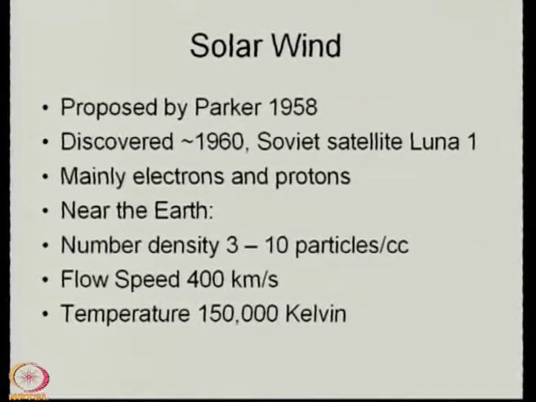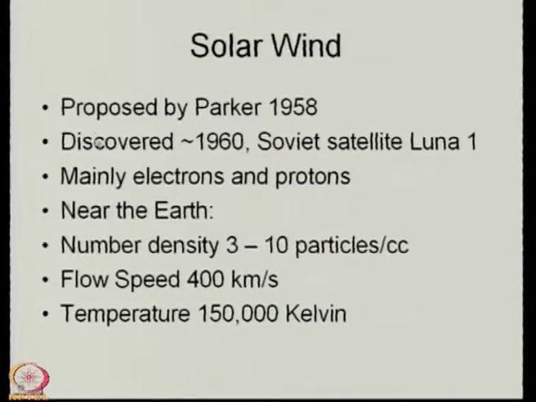Initially this calculation was not accepted. His paper was actually rejected from ApJ by two referees. Fortunately, Chandrasekhar was the editor and he accepted it. This proposal was verified by a Soviet satellite in 1960, Luna 1. Now it is well known that there is a solar wind. The gas outside the sun is not in hydrostatic equilibrium, it is actually blowing out. It is mainly made up of electrons and protons like the corona.